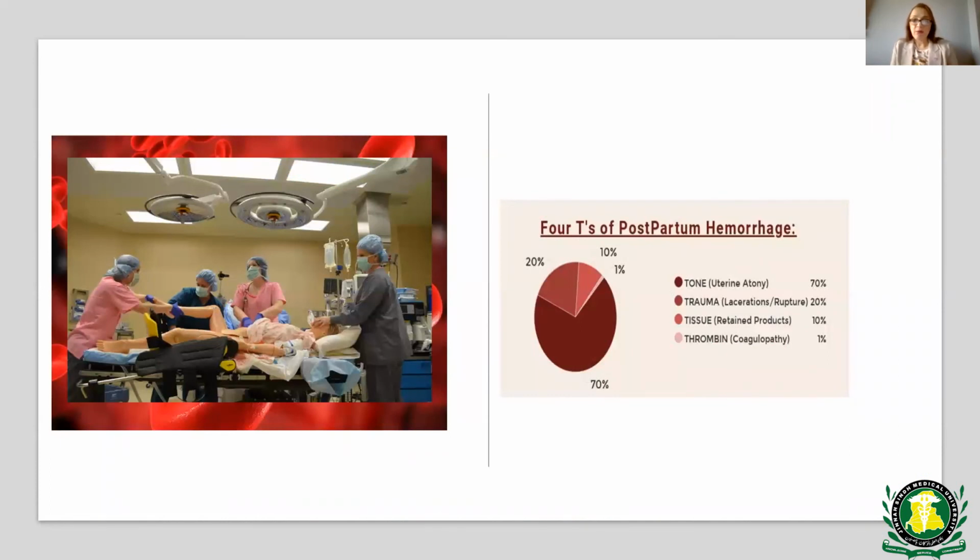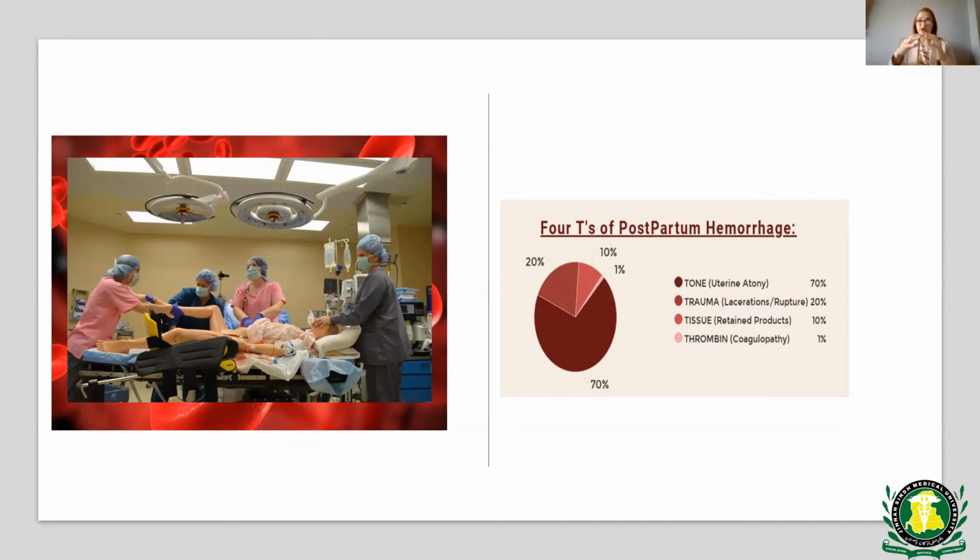So again, remember the 4 T's of postpartum hemorrhage: the tone or the uterine atony, the trauma or the lacerations or rupture, the tissue or the retained products, and the thrombin or coagulopathy. These are the 4 main common causes. The commonest one is tone. So anywhere in the world when we do our obstetric drills for postpartum hemorrhage, the first thing that we teach the junior doctors is how to check for the uterine tone.